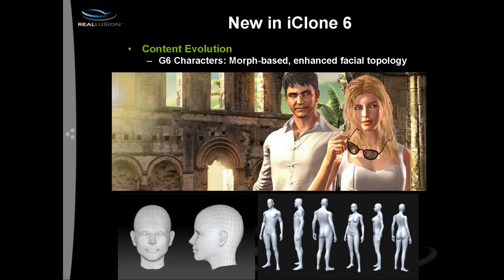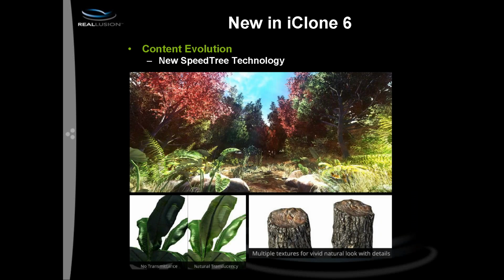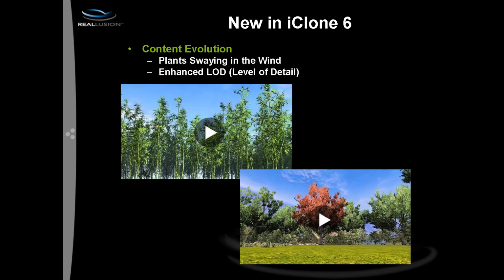And our G6 character creator characters are really awesome, really universal. There's a universal system now, the character creator system, and you can create your own custom clothes, your own custom characters very easily. And we have other tutorials and webinars that get into detail on that. SpeedTree, like I mentioned before, good stuff. Lots of realistic plants and wildlife that you can use now.